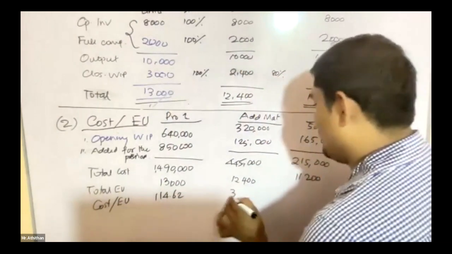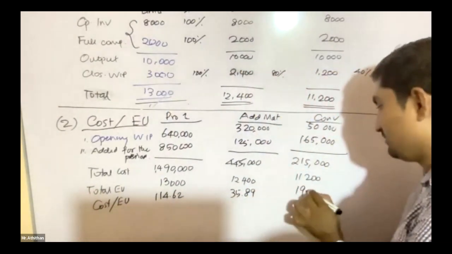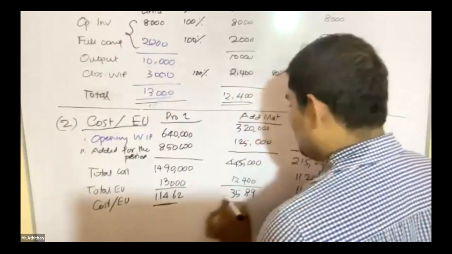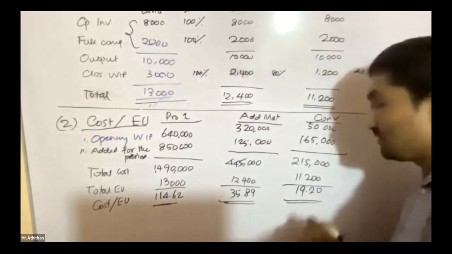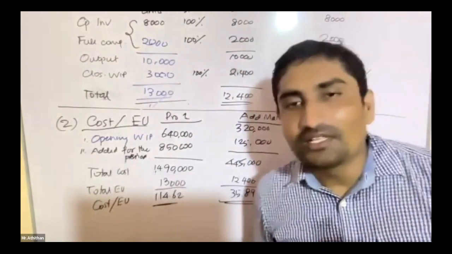114.62, 35.89, 19.20 is the cost per equivalent unit. Right? Stage 2 is complete. ரெண்டாவது கட்டத்தை நாங்கள் நிறைவு செய்திருக்கோம்.